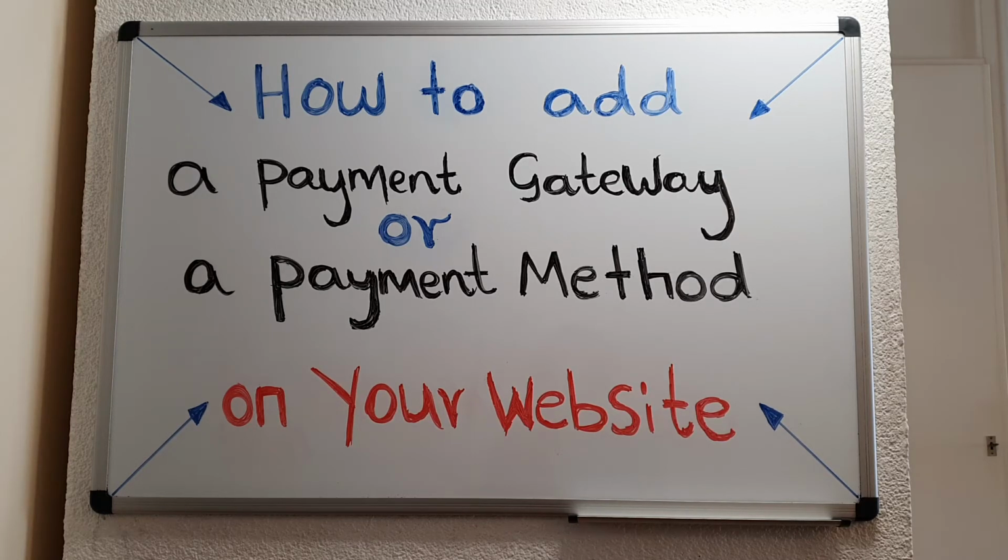The third document that you will require, in case of LLP, is the partnership deed. The next document that you will require is the PAN card of the company. And finally, you will require bank account details.